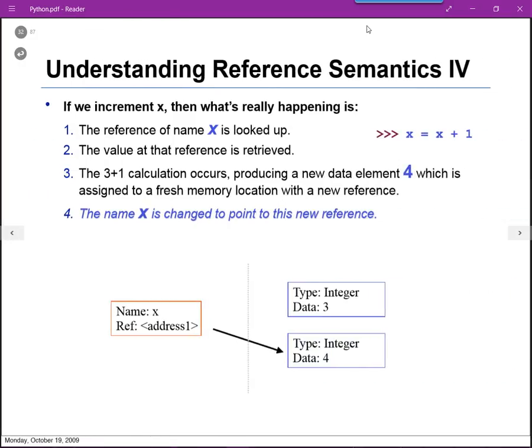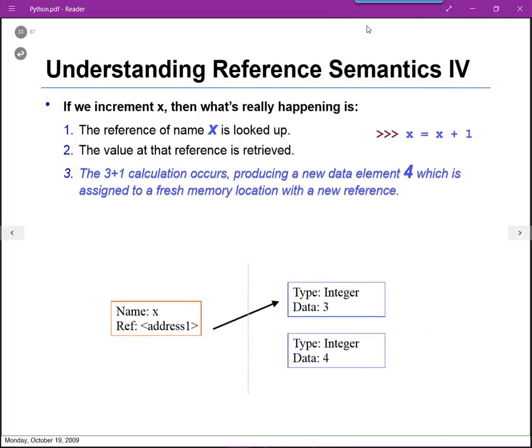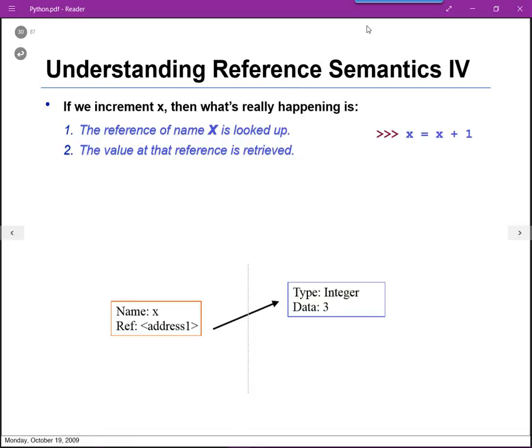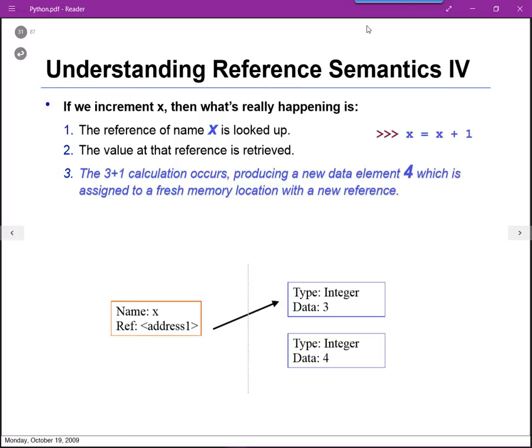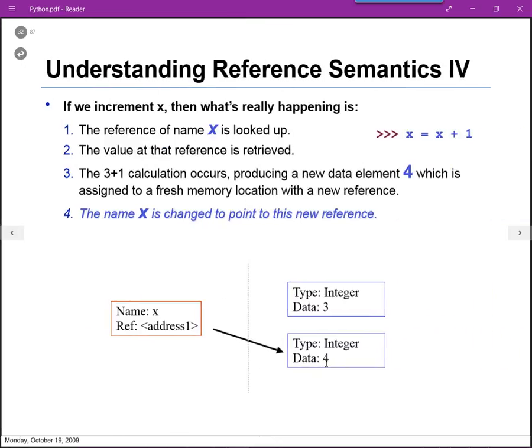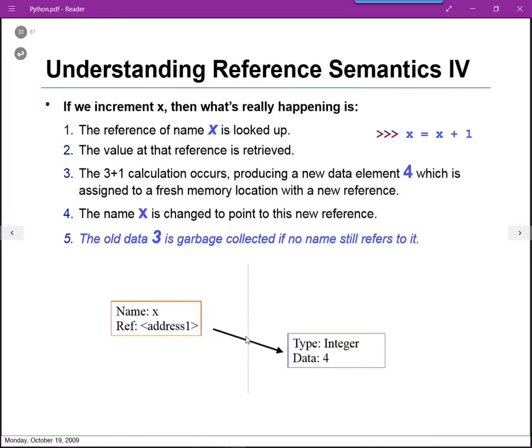This goes through the syntax and what's happening internally. We created x and said x is equal to 3. Then we say x is equal to x plus 1. We create a new variable which now has a value of 4, and then we change x to point to the new variable. That's why x is now equal to 4. The old 3 is just garbage. We're no longer pointing to it, so it's garbage collected.